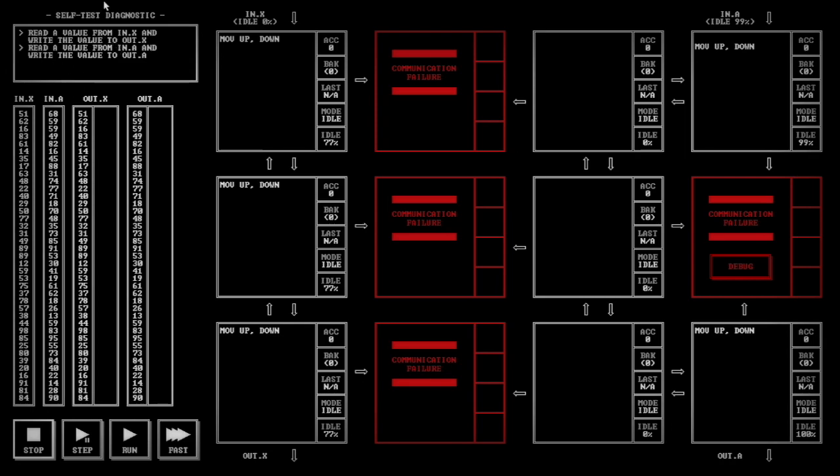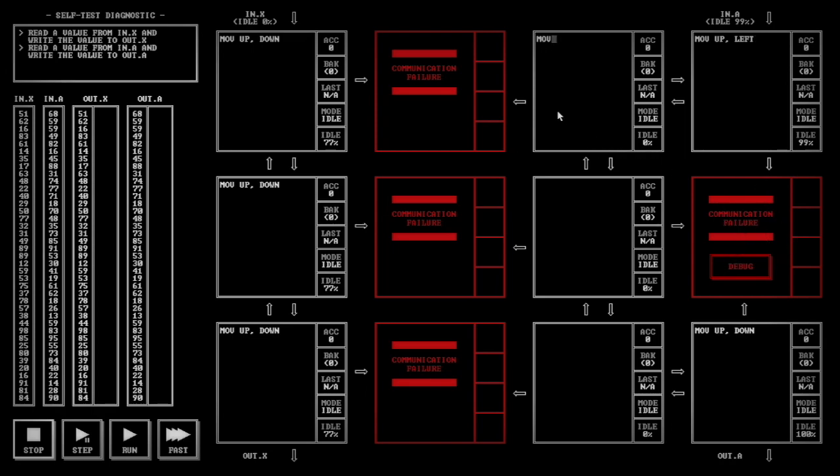Okay, so what's it saying to do? Read a value from in X and write the value to out X. Read a value from in A and write the value to out A. Okay. Okay, so this one. I think I know what to do. So this is broken, I think. So this is like a broken box, I'm guessing.